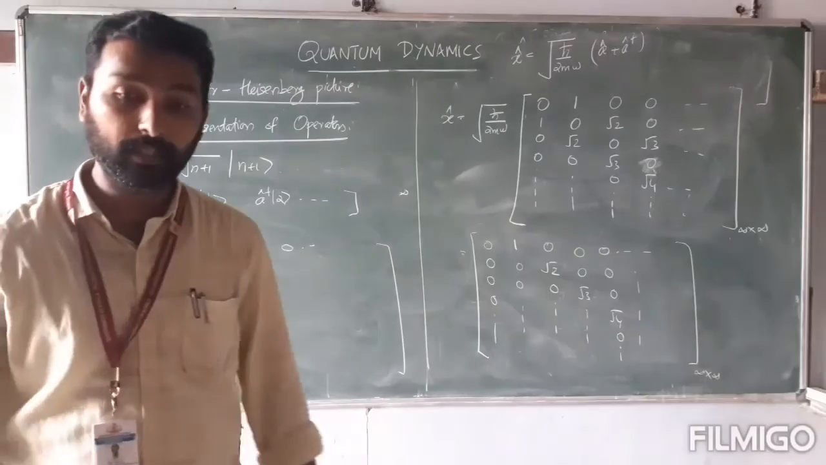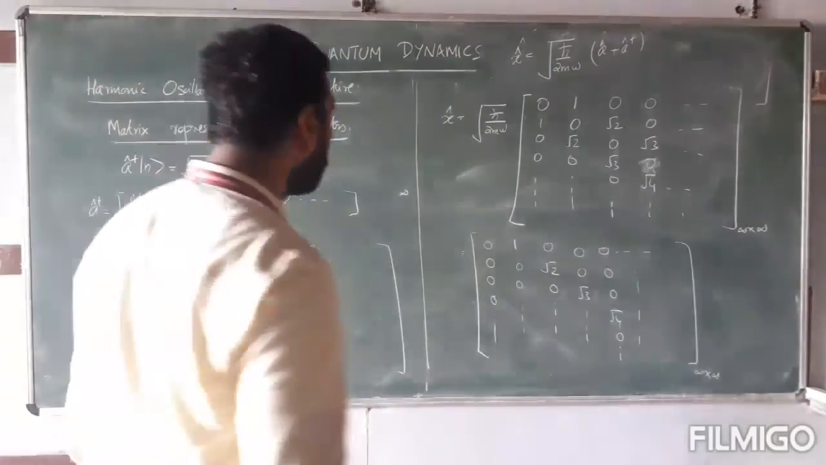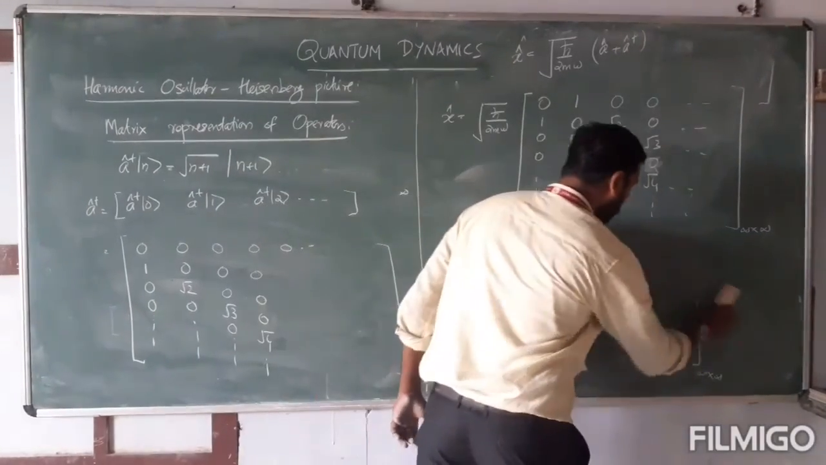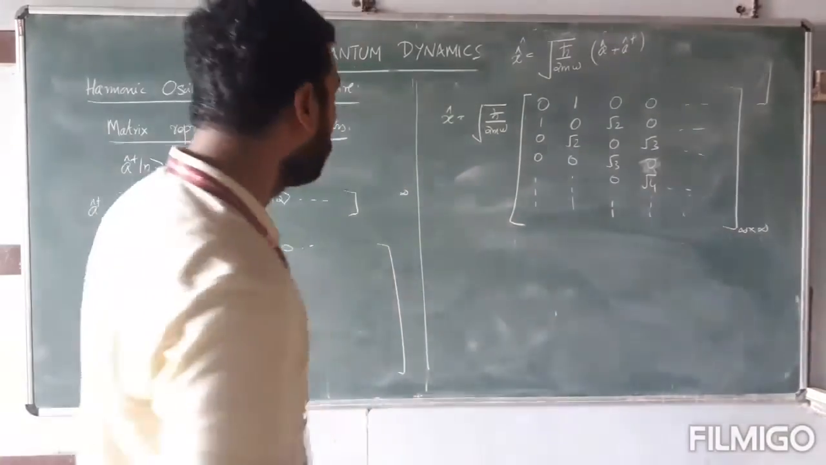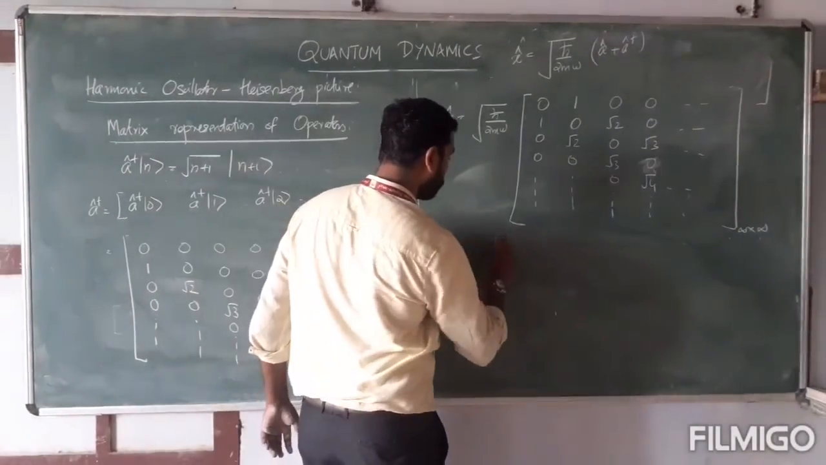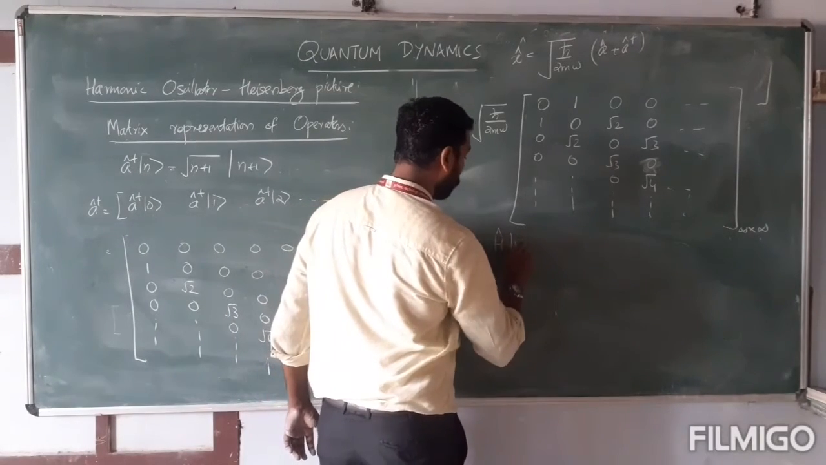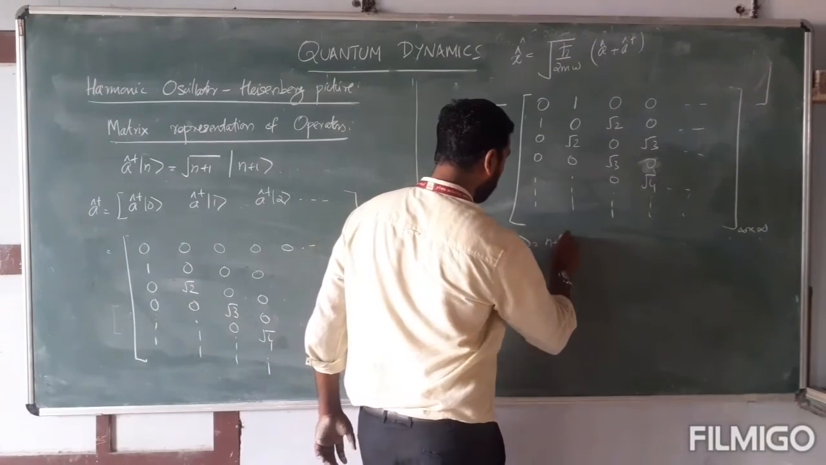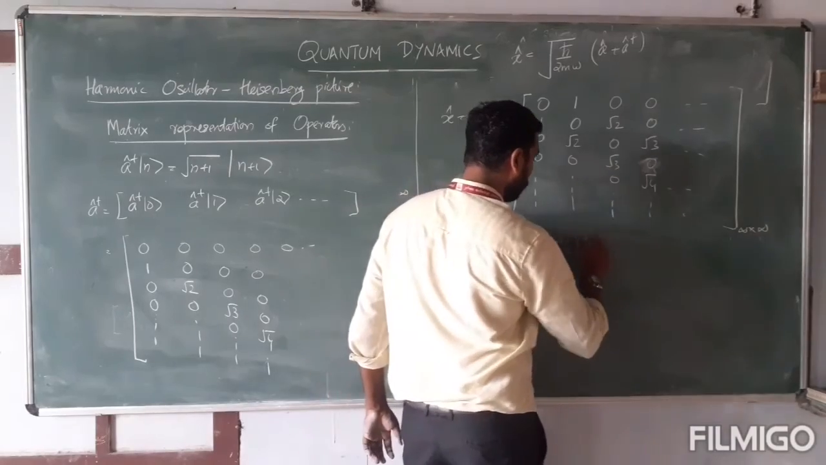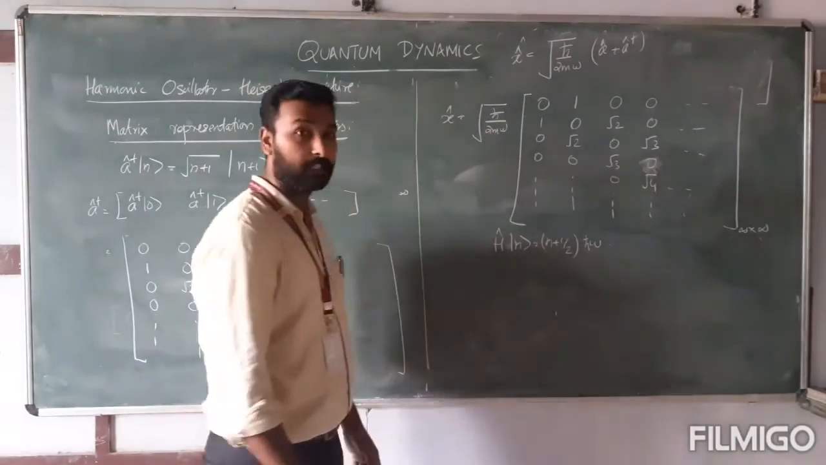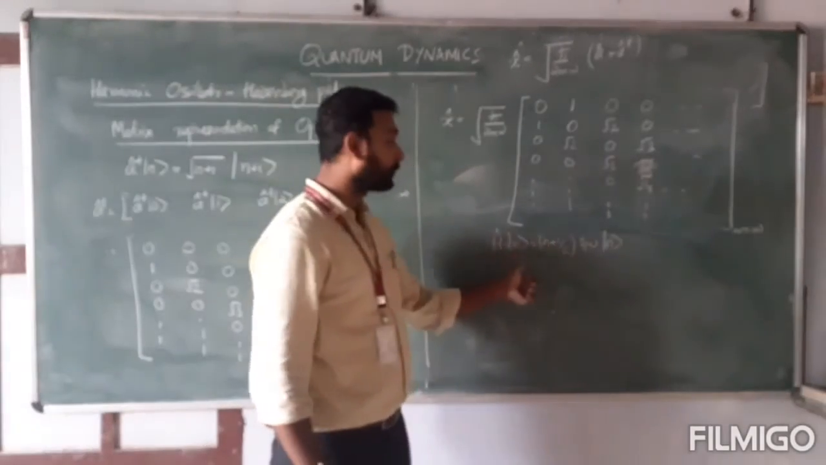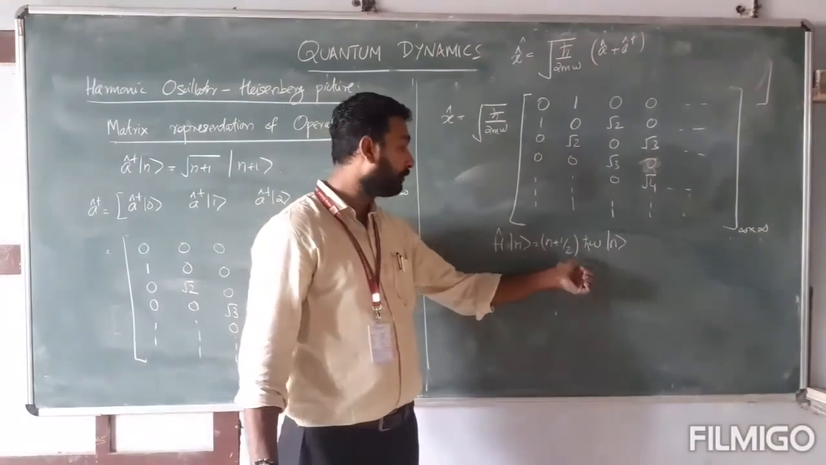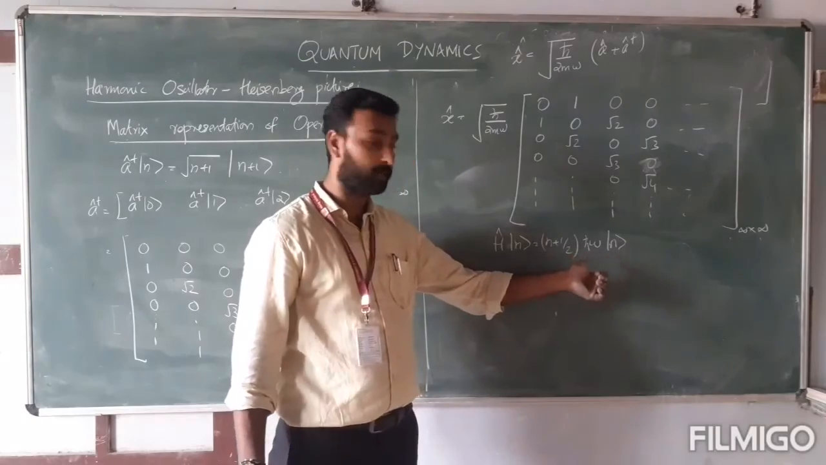Now the Hamiltonian operator is very simple. So how to find the Hamiltonian? The Hamiltonian H acting on ket n is simply (n plus half) ħω. So H acting on ket 0 would give ket 0 with energy half ħω.